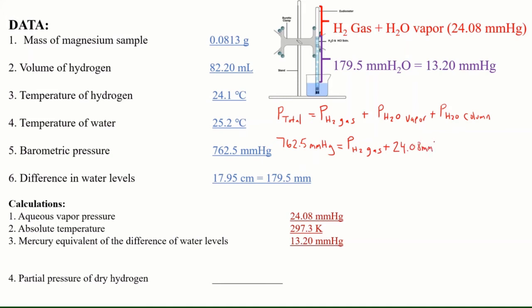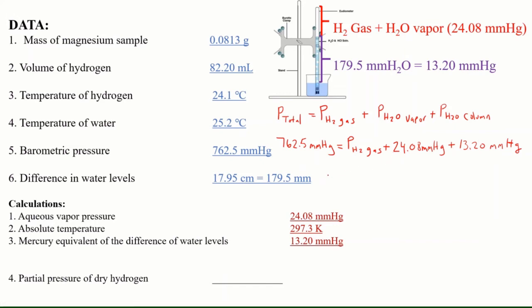millimeters of mercury plus the column of water, and since everything is in millimeters of mercury, I will not use millimeters of water. I will use line 3 of the calculation, the mercury equivalent, which is 13.20 millimeters of mercury. This way all of the units match and I can add and subtract without any problem.